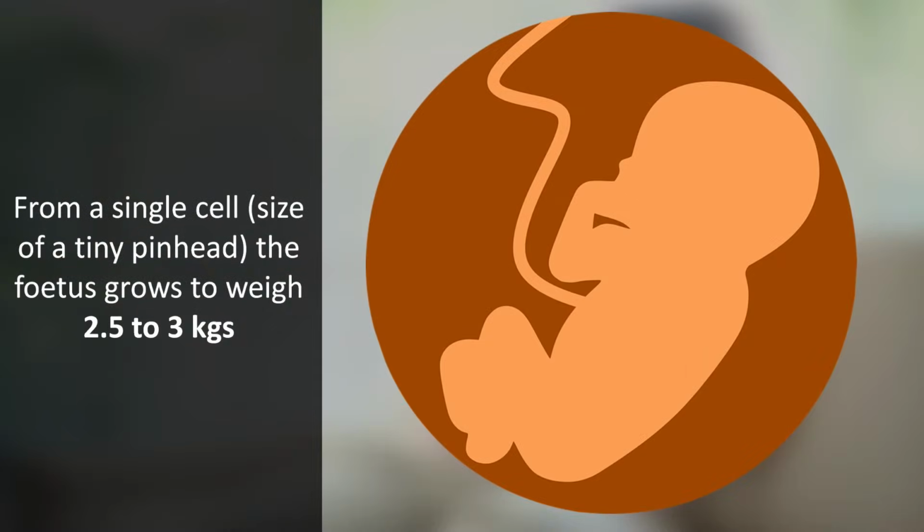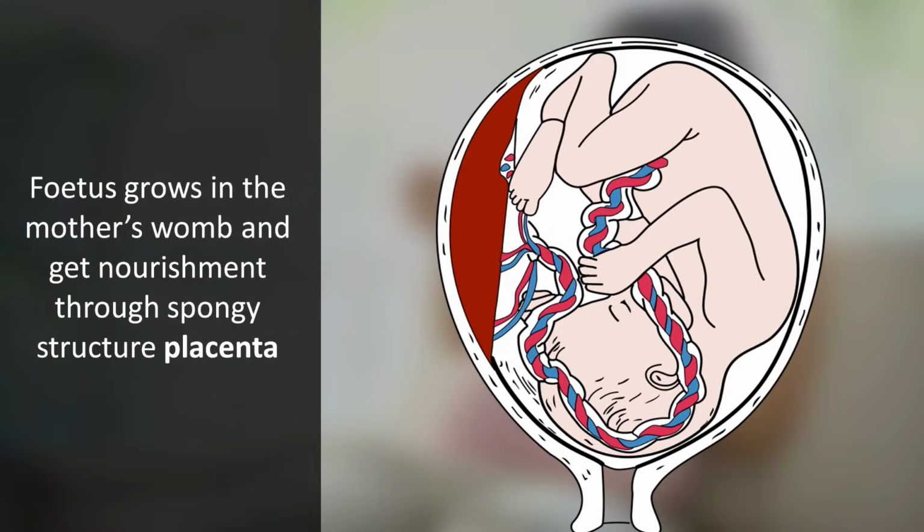You would notice that from a single cell, which is the size of a tiny pinhead, from there life begins, and in that 9 months, the cell grows to become a fetus who at birth will weigh 2.5 to 3 kgs. And this fetus growth is taking place in the mother's womb, and all the nourishment this fetus is getting from the mother through a spongy structure called placenta.